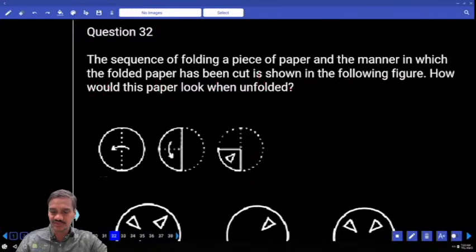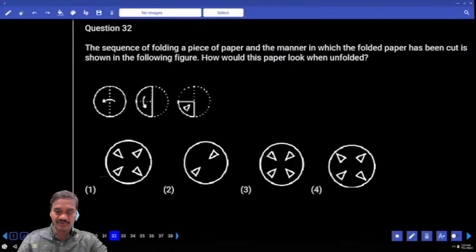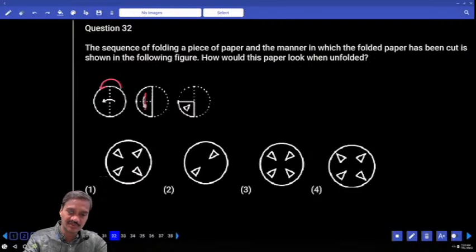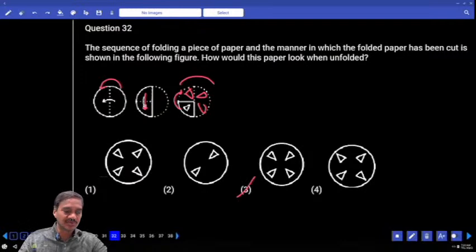Then question number 32 is based on paper folding and paper cutting. From here to here the paper is folded, isn't it? And next from here to here it is half. That means from here to here we need to open like this. When we are opening like this, the same figure will be like this. Then again from here to here the paper has to be opened like this. Mirror image to this one. Mirror image. And what is your answer here? Choice 3.